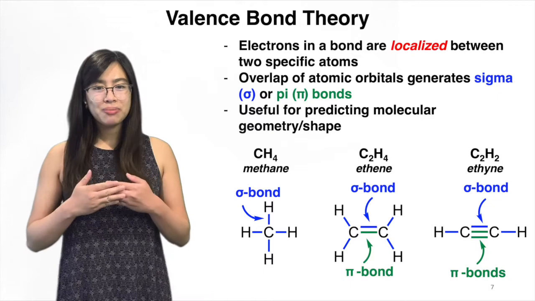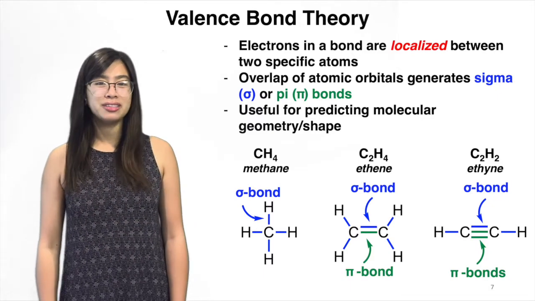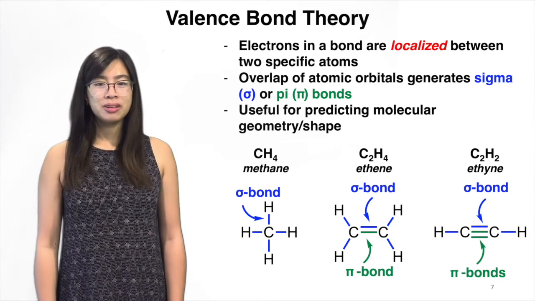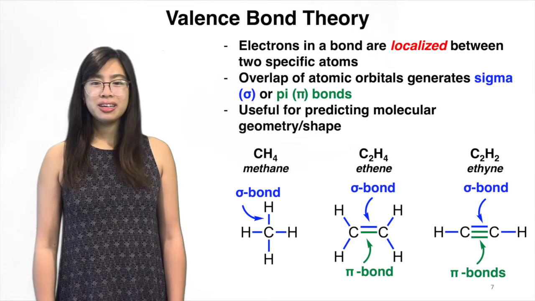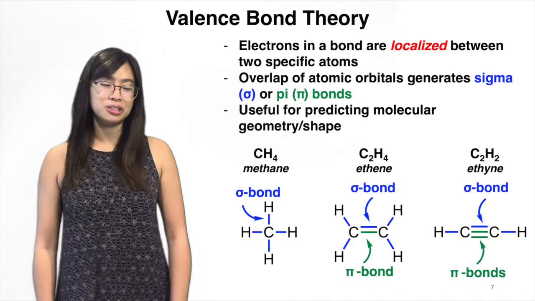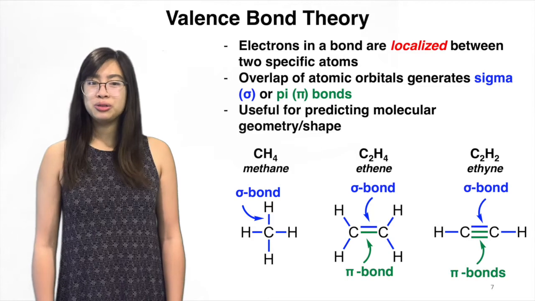It's the overlap of atomic orbitals which generates either a sigma or pi bond, which is useful for predicting molecular geometry and shape. All single bonds are called sigma bonds, and a double bond consists of one sigma bond, shown in blue, and one pi bond, shown in green. And a triple bond consists of one sigma and 2 pi bonds.